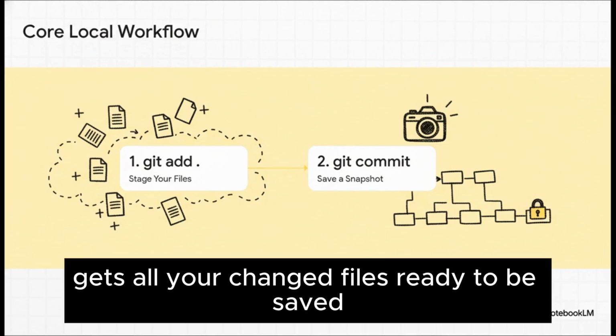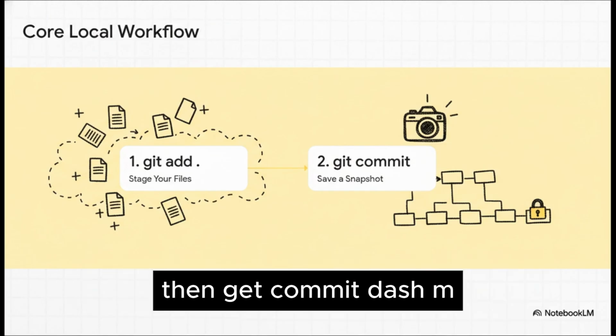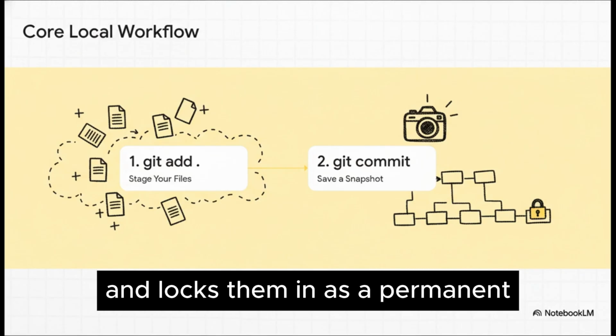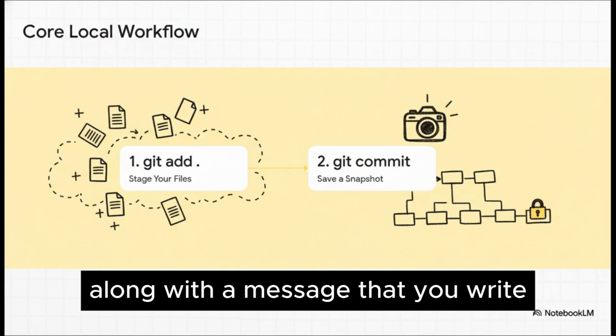git add . gets all your changed files ready to be saved. That little dot just means all the files in this folder. Then git commit -m takes all those prepared files and locks them in as a permanent snapshot in your project's history, along with a message that you write.